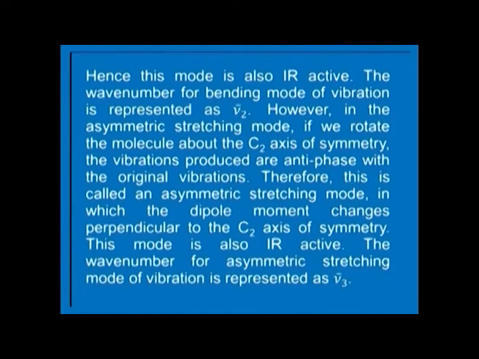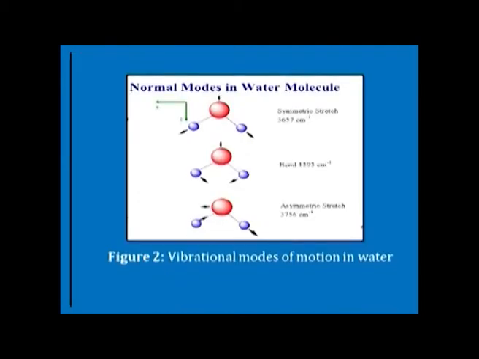However, in the asymmetric stretching mode, if we rotate the molecule about the C2 axis of symmetry, the vibrations produced are anti-phase with the original vibrations. Therefore, this is called an asymmetric stretching mode, in which the dipole moment changes perpendicular to the C2 axis of symmetry. This mode is also IR active. The wave number for the asymmetric stretching mode is represented by nu3 bar. Figure 2 shows the vibrational modes of motion in water. This is depicted in the following video as well.